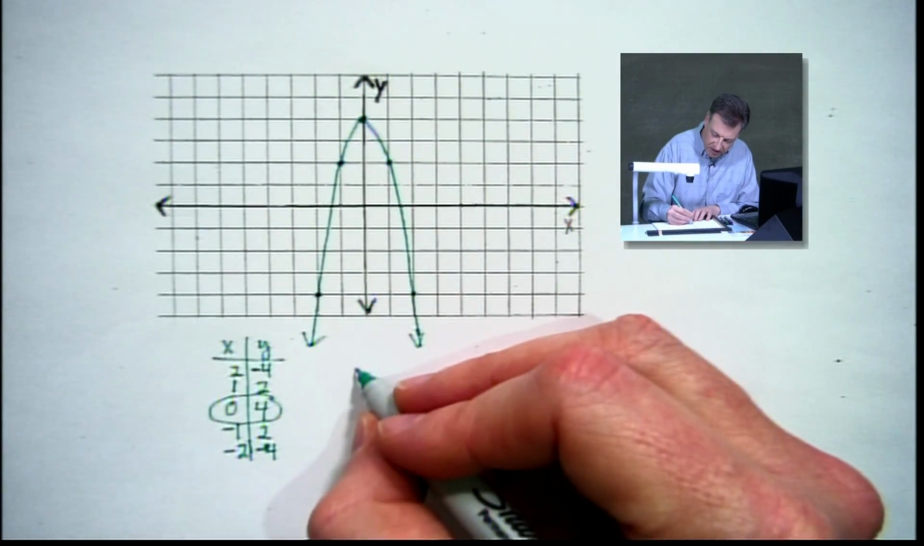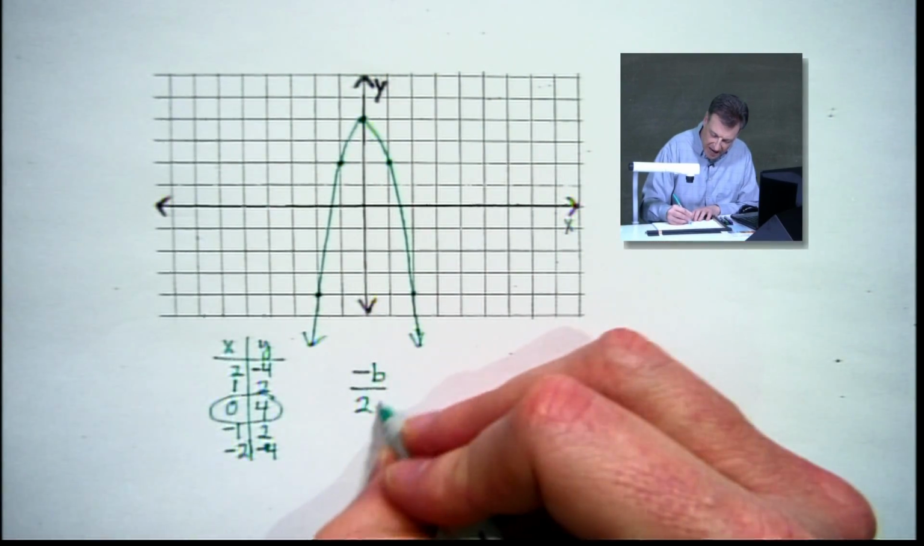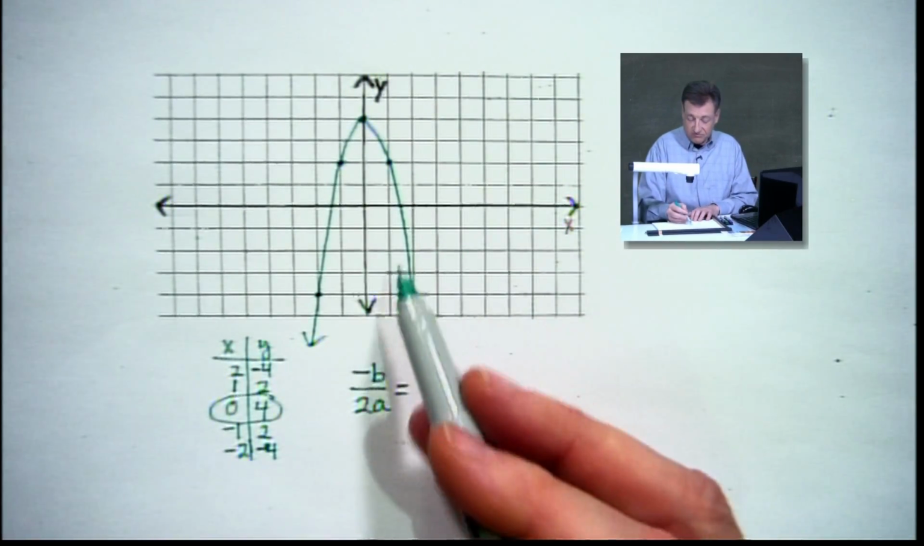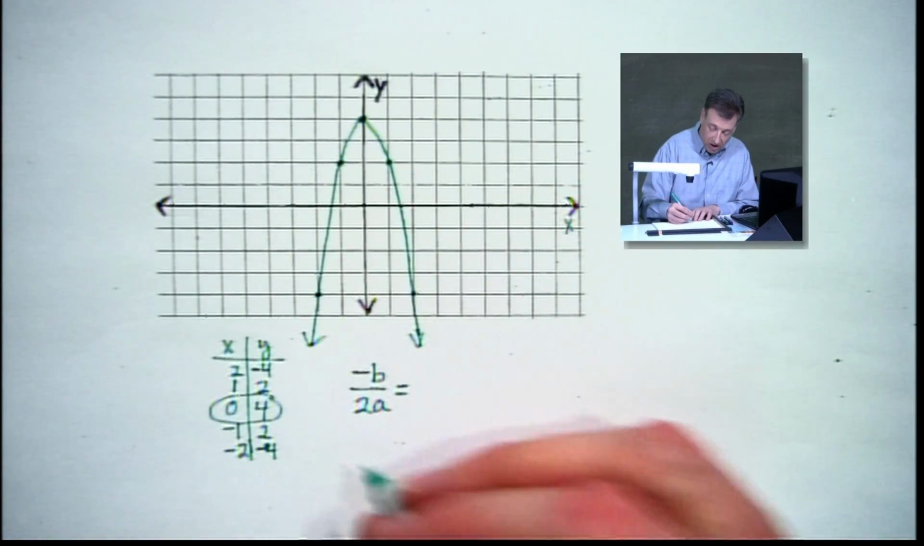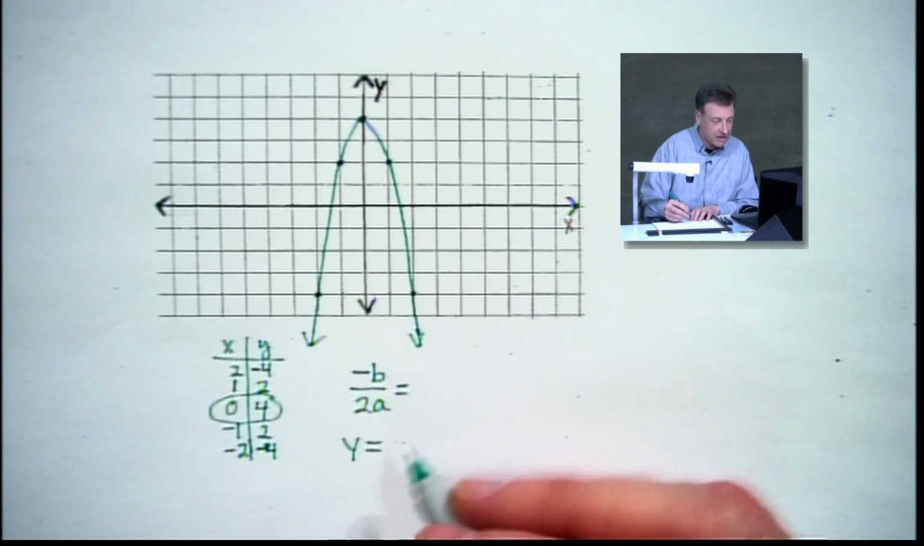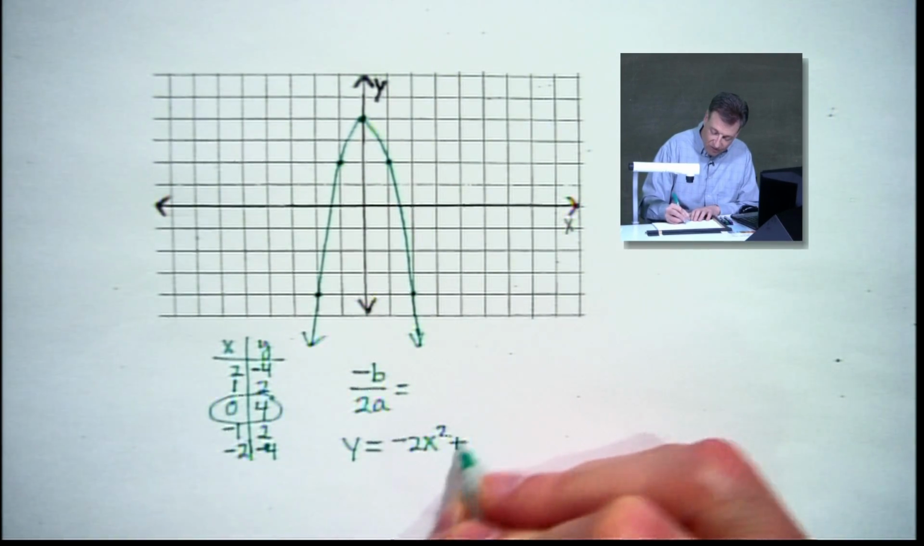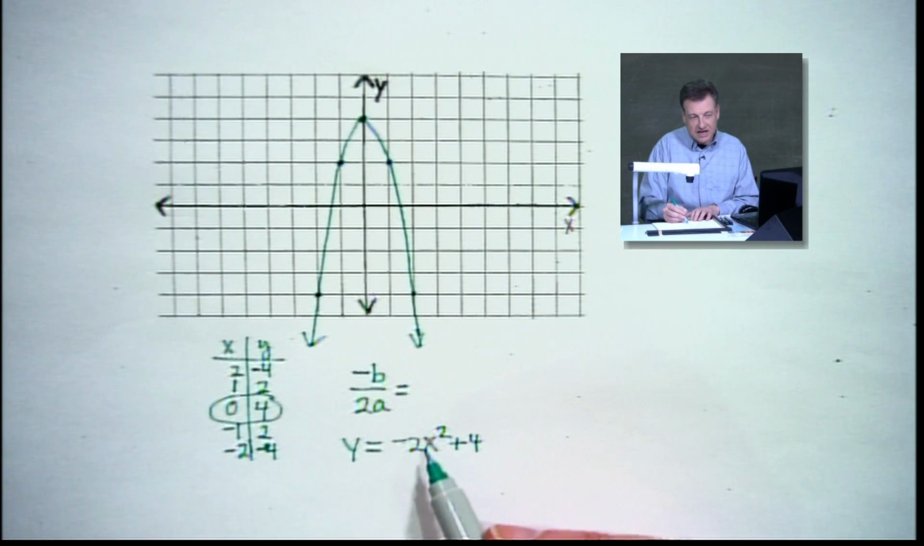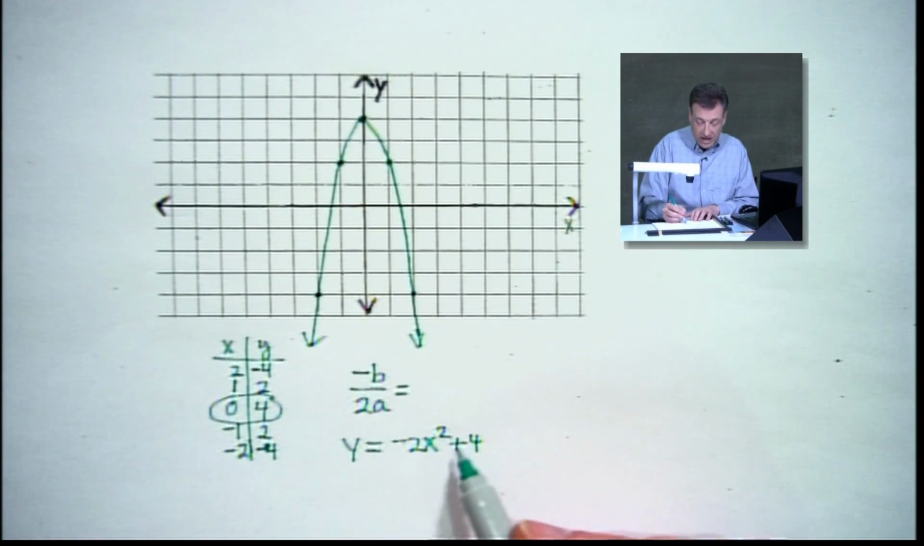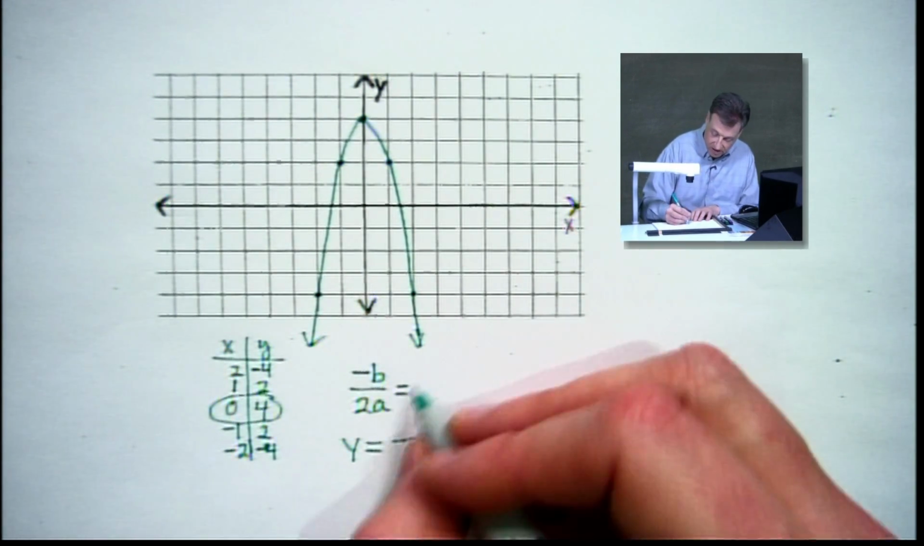Again, by my formula, opposite b over 2a. Well, folks, in this case, let's start over again. How about it? We have -2x squared plus 4. Again, our a is -2, c is 4. We have no b, so we call it 0. All right? So here we go.